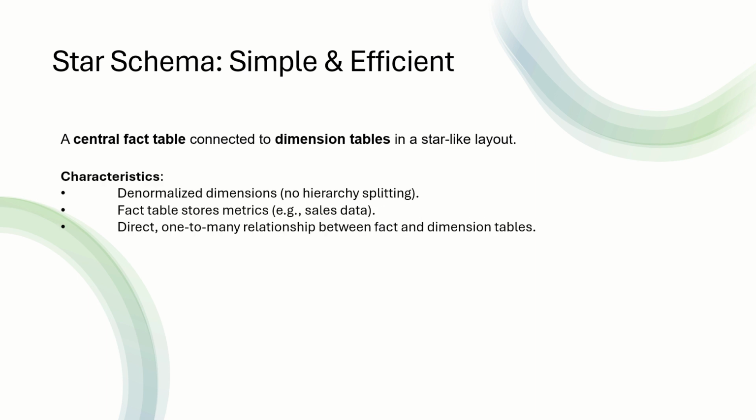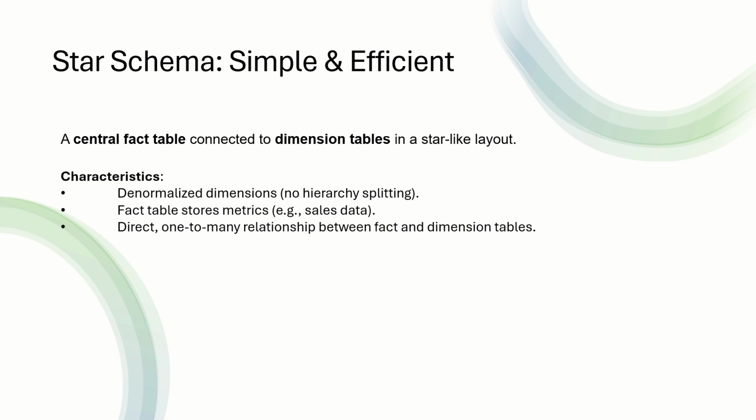The characteristics: denormalized dimensions, no hierarchy splitting. Suppose you have customer data as an example. Each and every customer has a location. Say the customer belongs to Hyderabad. The city is Hyderabad, the state is Telangana, the country is India. These three columns will be stored in the customer dimension. For each and every customer, all these values will be stored. So there is no hierarchy splitting; the entire hierarchy is in a single table.